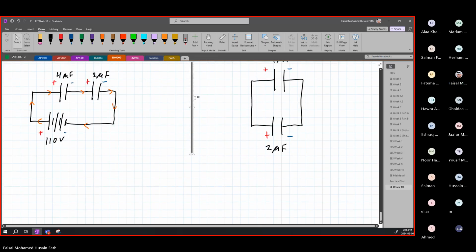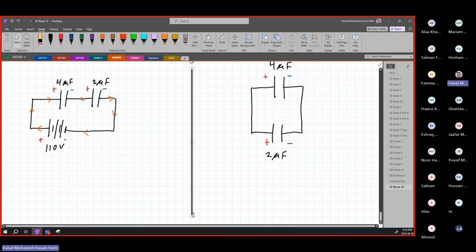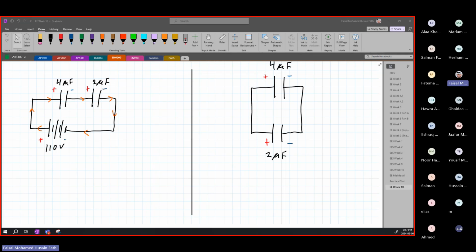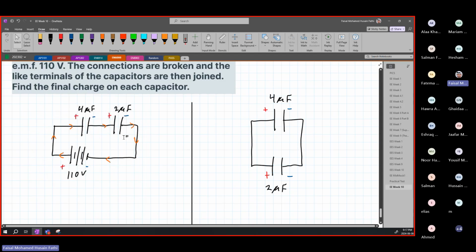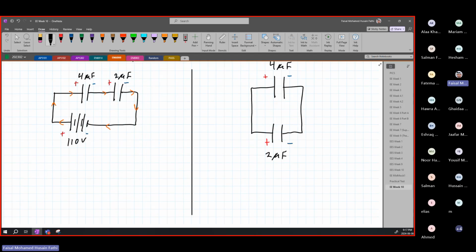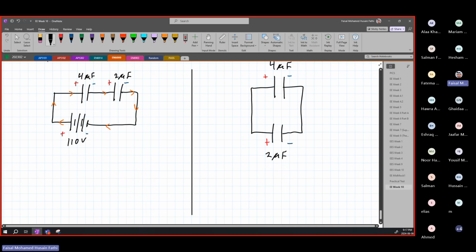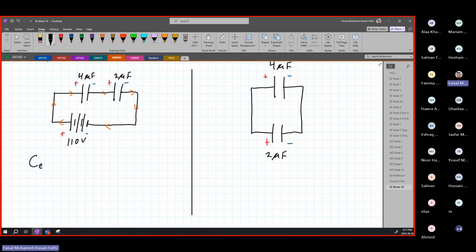Okay. So for the left side, if we're looking at this here, these are two in series. How can we find their equivalent? They're a series connection. So their equivalent is going to be one capacitor. So let's call it C equivalent. It's going to be 4 times 2 over 4 plus 2.